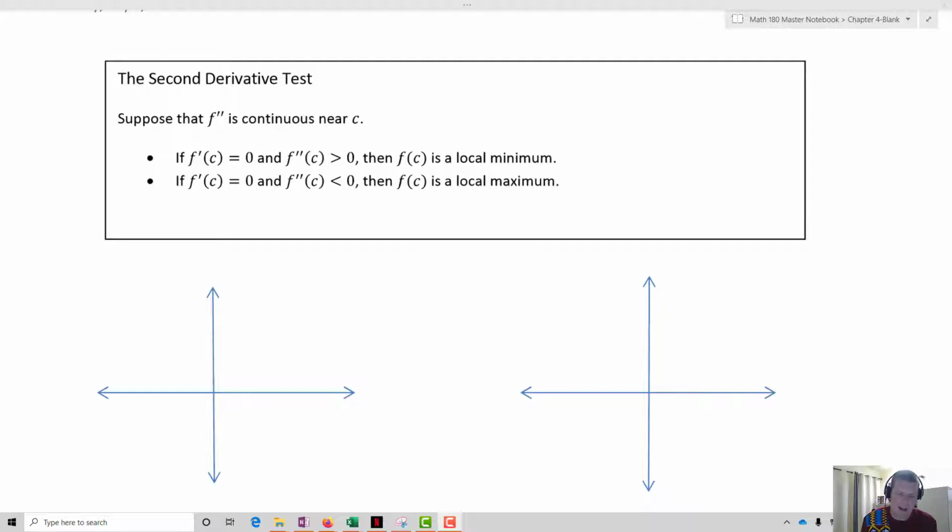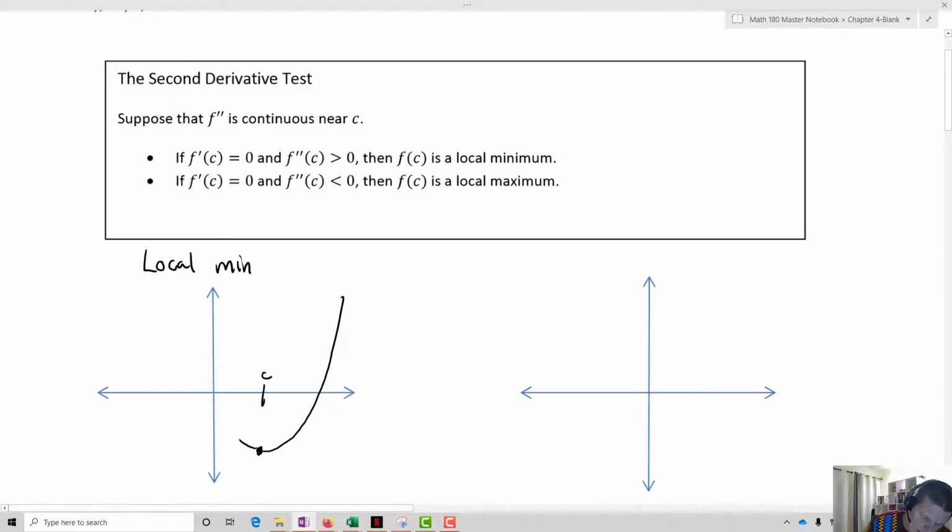We'll take a look at that. Here's a local min. Let's say this here is c, and it's a critical number. And I also know that it's concave up. Now what you get here is that it's going to look like this. It must be a local minimum. It can't possibly be a local maximum. In fact, it can't be anything other than a local minimum, if you think about it.